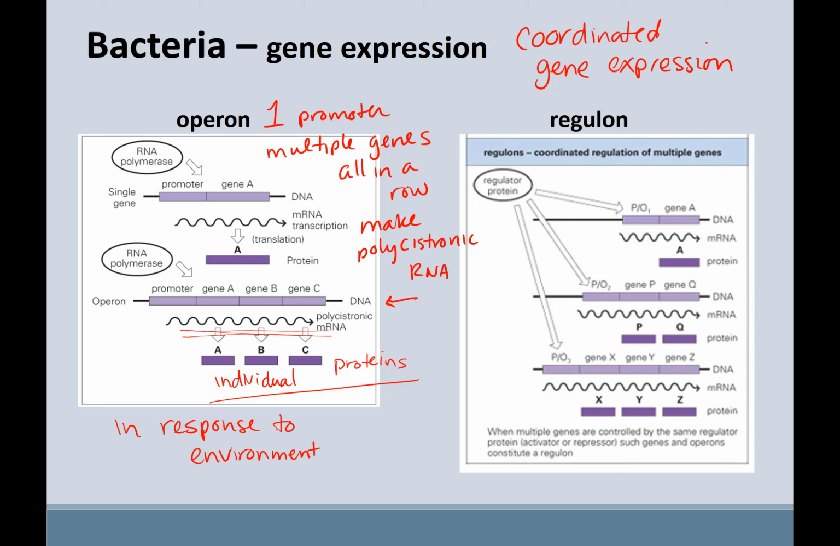A regulon uses the same regulator protein, like an activator, which binds to multiple promoters to turn on the genes. Right? So you might have one gene, you might have polycistronic genes, but the point is coordinated gene expression. Quick way to respond to the environment by turning on all the genes or turning off all the genes if you don't need them.